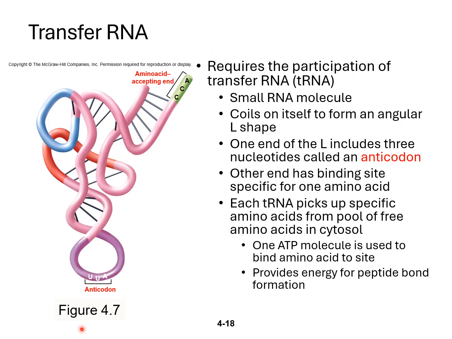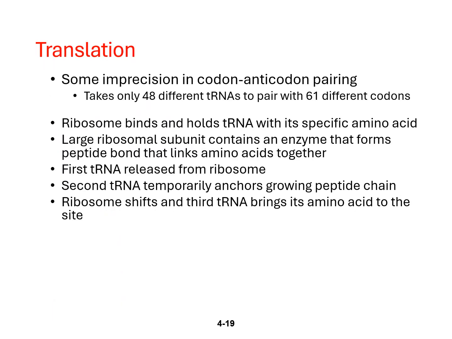We're not going to get over to the L end or whatever. We're just going to say anticodon's on one end reading the messenger RNA. The other end is going to bring the amino acid. So some imprecision in codon-anticodon pairing. It takes 48 different transfer RNAs to pair with 61 different codons. Ribosome binds and holds transfer RNA with its specific amino acid.